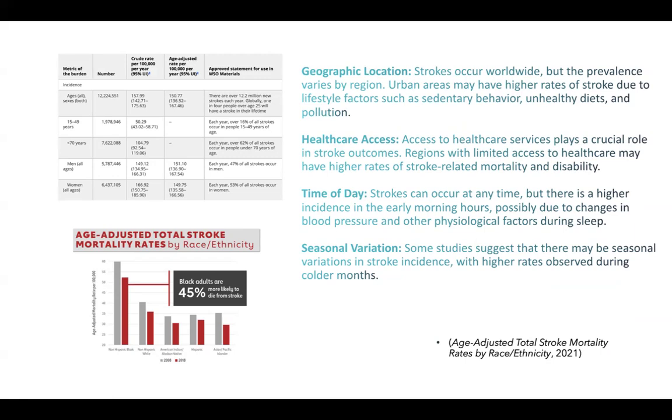If you can see on the left table the stats, there are over 12.2 million new strokes each year globally, and 1 in 4 people over the age of 25 will have a stroke in their lifetime. And Black adults are 45% more likely to die from stroke.